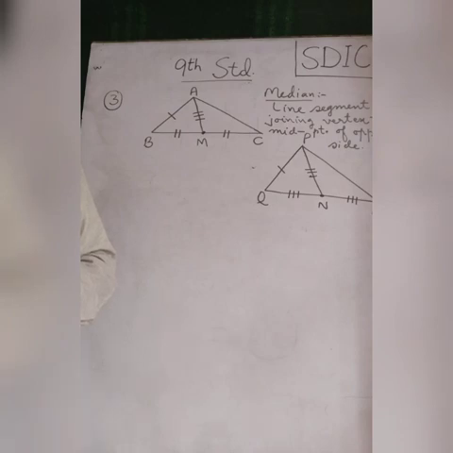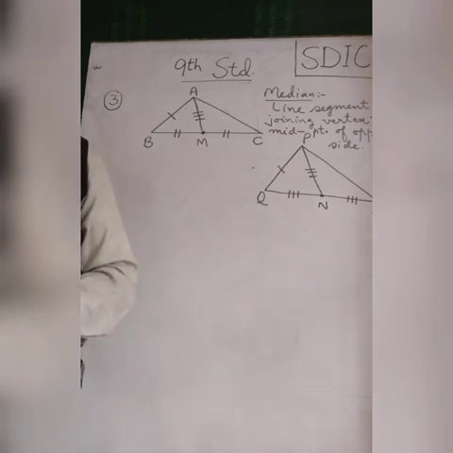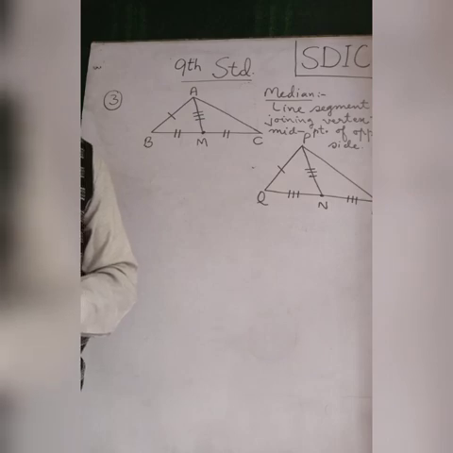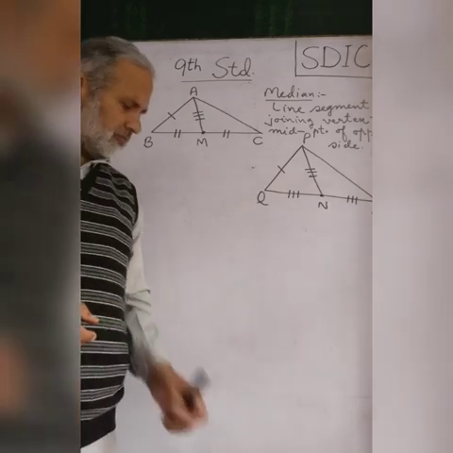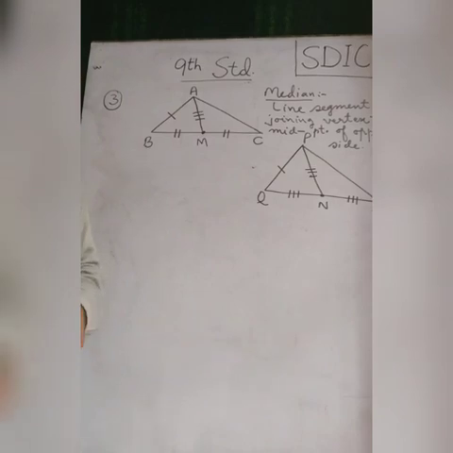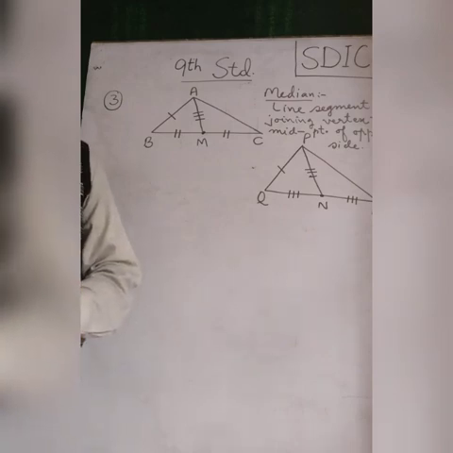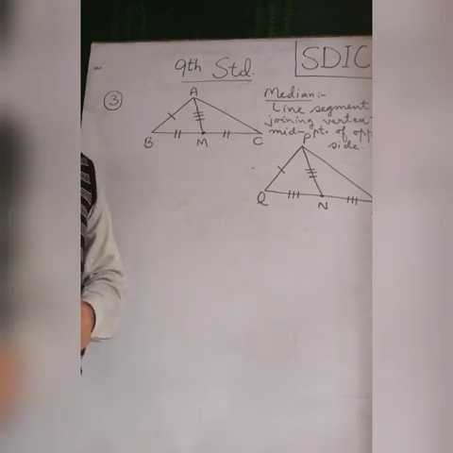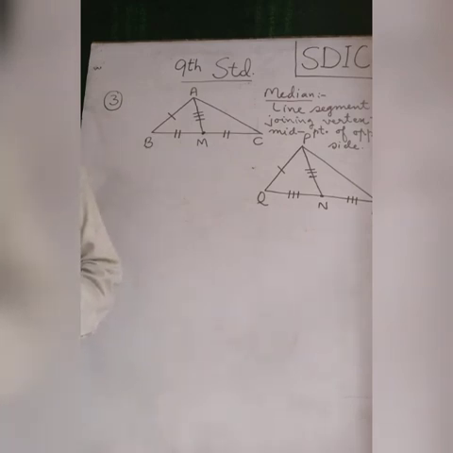Then we have to prove two results: triangle ABM is congruent to triangle PQN, and triangle ABC is congruent to triangle PQR. You complete this diagram and then start writing given and to prove from the statement. Consider the textbook, write given and to prove from there.